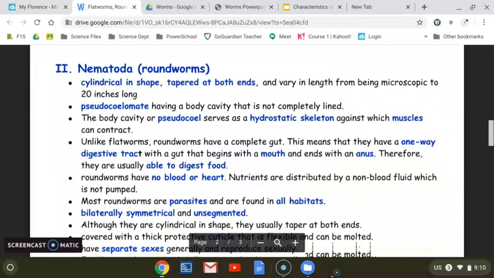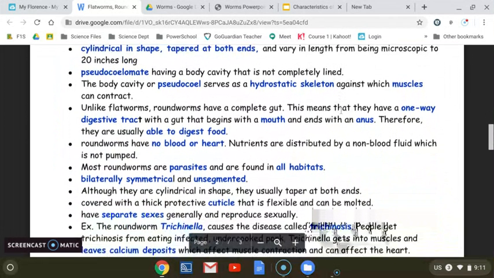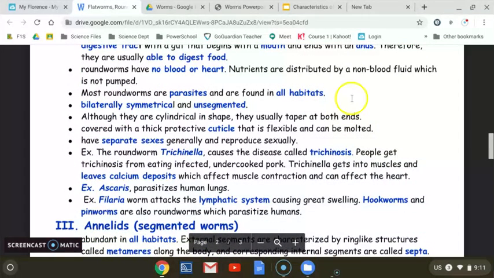Unlike flatworms, they have a complete gut. This means they have a one-way digestive tract with a gut that begins with a mouth and ends with an anus. Therefore, they are usually able to digest food. They have no blood or heart. Their nutrients are distributed by a non-blood fluid, which is not pumped. Most of them are parasites and are found in all habitats.